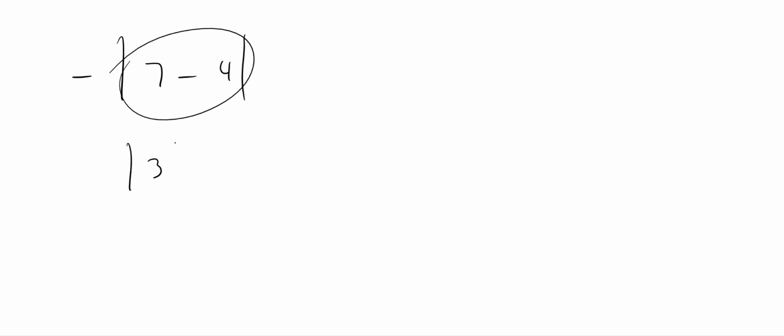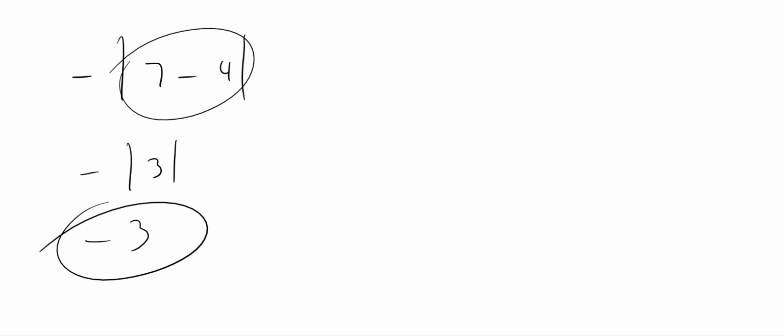So let's do another one here. Negative absolute value of 7 minus 4. Okay? Inside the absolute value, 7 minus 4 is 3. Absolute value of 3 is 3. And then you've got the negative on the outside, so the answer is -3.